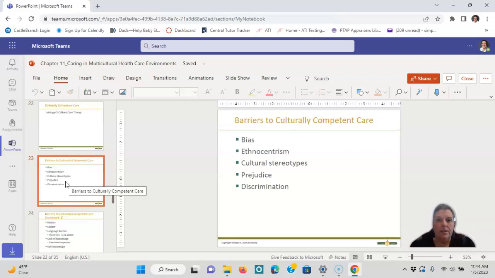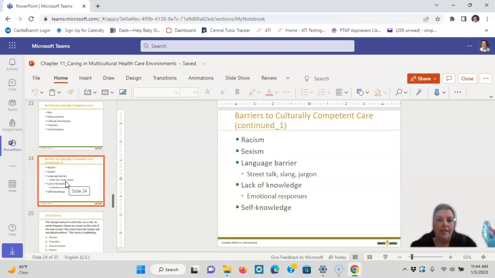The barriers to culturally competent care, as we talked about in HCR 230: biases, ethnocentrism, cultural stereotypes, prejudice, and discrimination can really impact our ability to provide culturally competent care. Racism, sexism, language barriers, street talk, slang, jargon, the lack of knowledge, their emotional response might be different than ours, and the self-knowledge might be different as well.